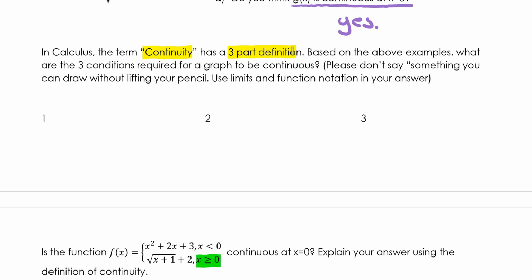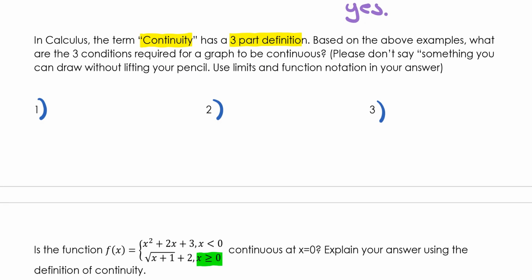Okay, so in calculus, the term continuity has a 3-part definition, and based on our 2 examples that we just finished, what can we put together here to form a more formal definition of continuity? We don't want to keep saying that we can draw our graphs without lifting our pencil all the time. We want a more formal definition. And our formal definition will start off like this.